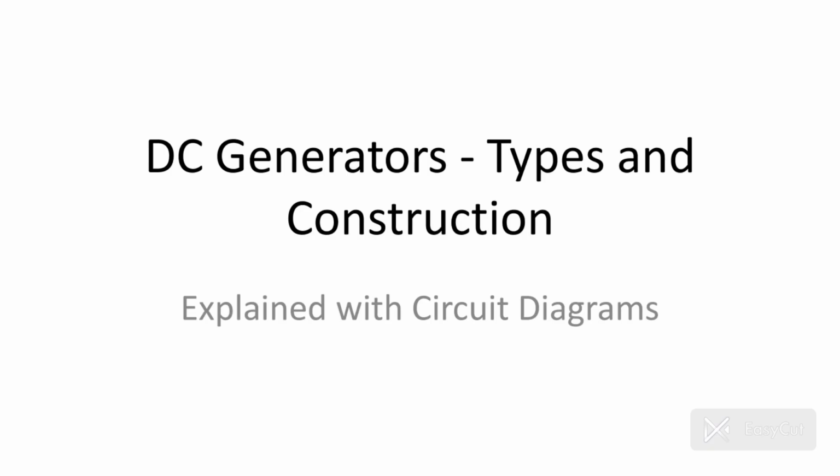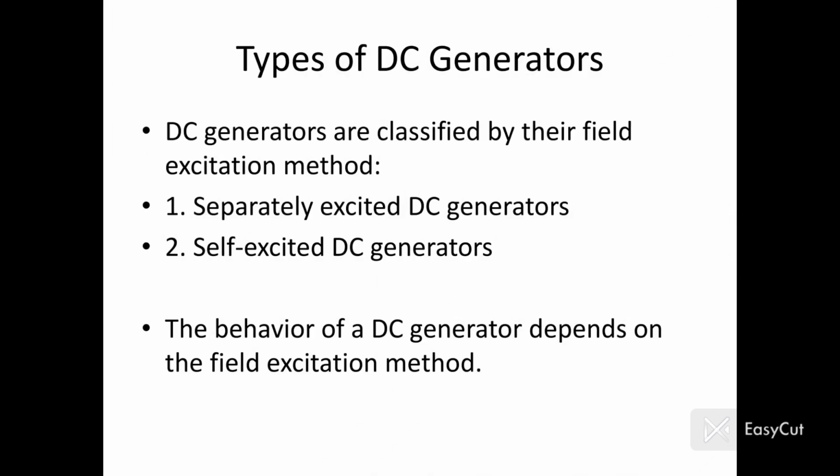Hello, students. In this session, we are going to learn about the types of DC generators. Let's get started. Types of DC generators. The magnetic field in a DC generator is usually produced by electromagnets, not permanent magnets. Generators are classified based on how the field is excited. DC generators are divided into two main types. 1. Separately excited DC generators. 2. Self-excited DC generators. The load behavior of a DC generator depends on the type of excitation.